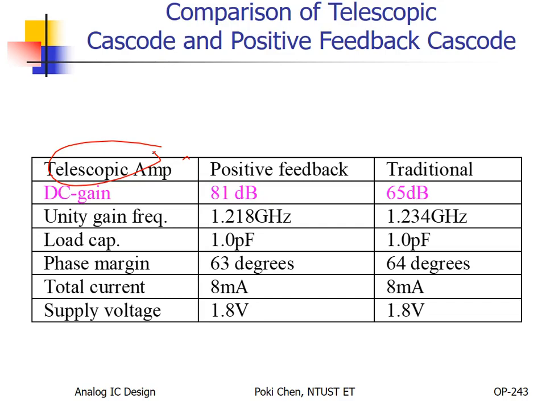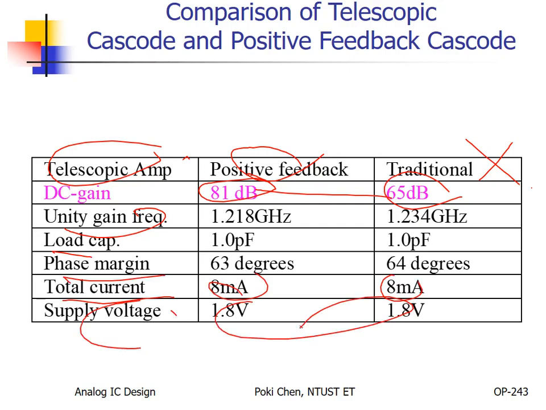The same telescopic amplifier, but with or without positive feedback. That is the traditional one. Okay? You can see the only difference is the gain is increased from 65 all the way to 81, almost one order larger in gain. But for the others, the unity gain frequency, the load capacitance, the phase margin, total current, supply voltage, almost the same. I cannot say exactly the same, but almost the same. This is the major difference.